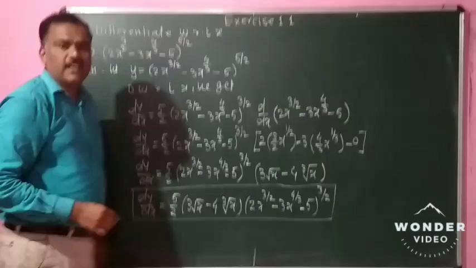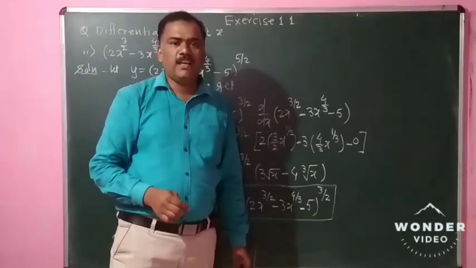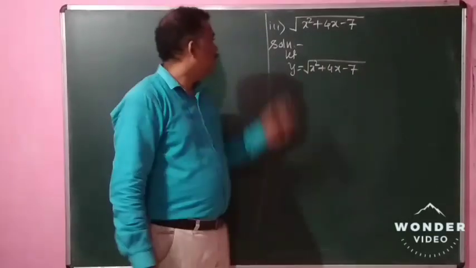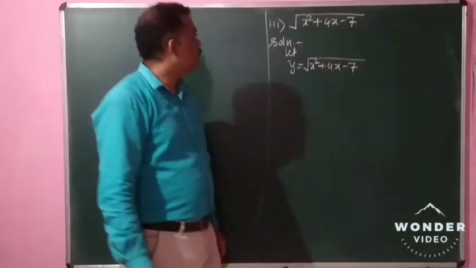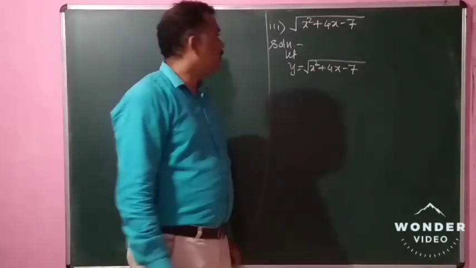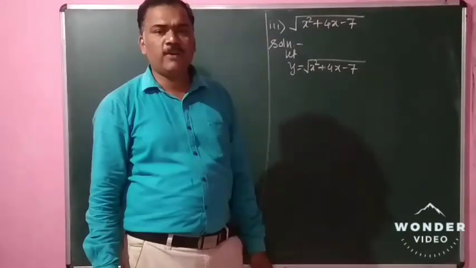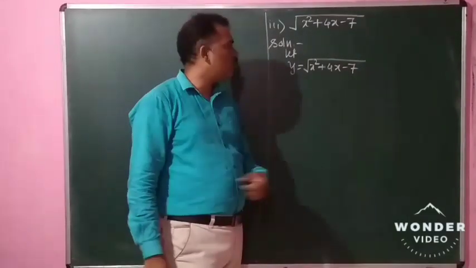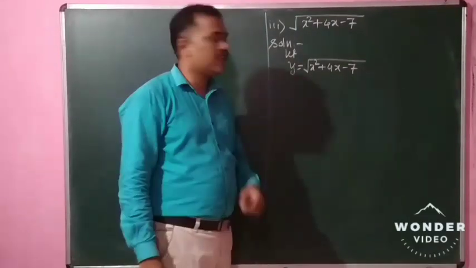This one is the required answer. Okay, now we have to discuss the next example. Next example, square root of x square plus 4x minus 7. We have to find the value of dy by dx, or we have to differentiate with respect to x. Let y is equal to root of x square plus 4x minus 7.